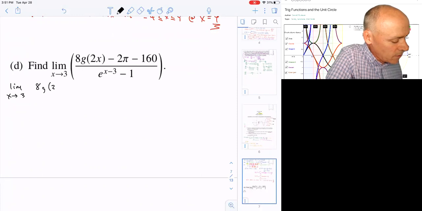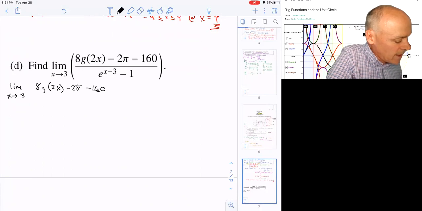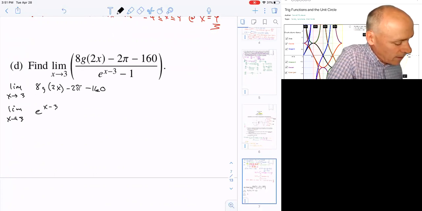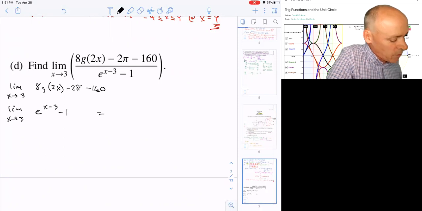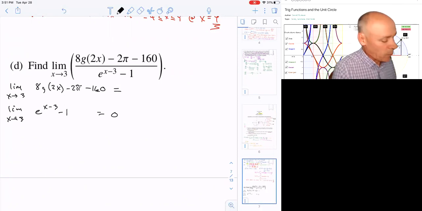8g at 2x minus 2 pi minus 160. And then I want to look at the limit as x approaches 3 of the denominator, e to the x minus 3 minus 1. Let's look at that as we plug that in. That's going to be e to the 0, that's 1, minus 1, that's equal to 0. Okay, the denominator is equal to 0. This one we've got to work a little bit harder at.